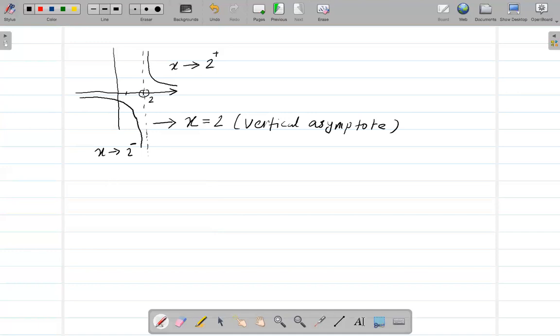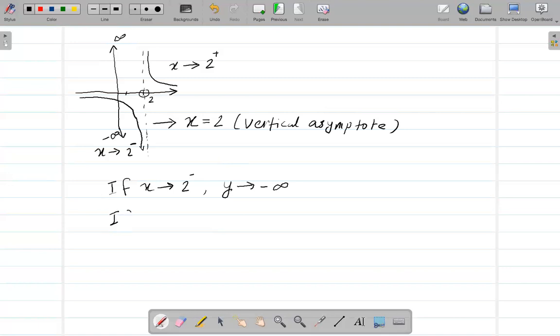Now here we can also see that if x approaches 2 to the power negative, then what about y? What is y approaching? When you see this graph approaching 2 from the left, on the y-axis it's going towards negative infinity, because when this is going down on the y-axis, it's going towards negative infinity. On the y-axis, when you go down, it's negative infinity. When you go up, it's positive infinity.